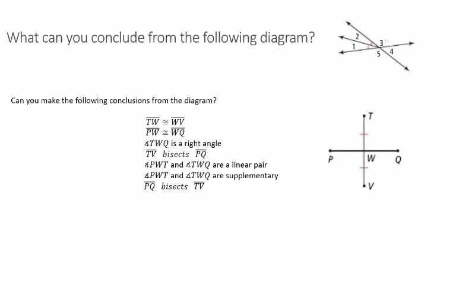I can see a couple vertical pairs. 3 and 5 are vertical pairs, angle 3 and angle 5. Angle 4 and the sum of angle 1 and 2, the full angle there, those would be a vertical pair. I can see that angles 1 and 2 are congruent, because those arc marks denote that they're congruent.